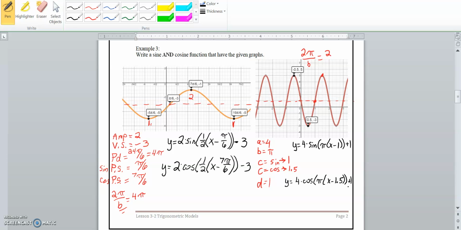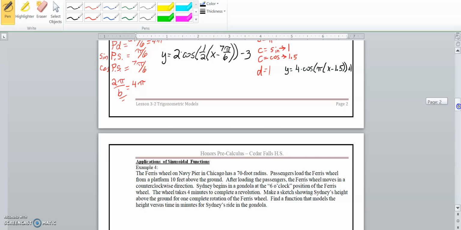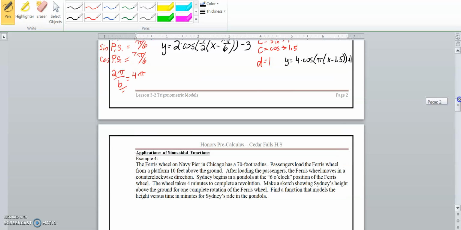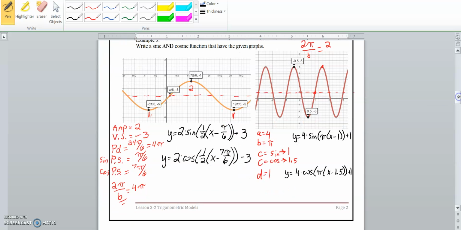That's how you do those examples. At this point, that's as far as we've gotten for the lessons. There are other problems down here with applications, but that'll be a separate video. So there's example 3.